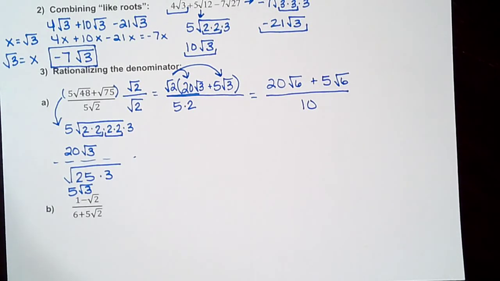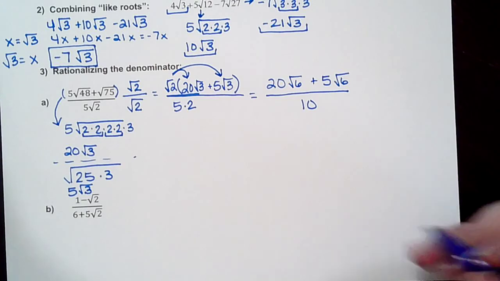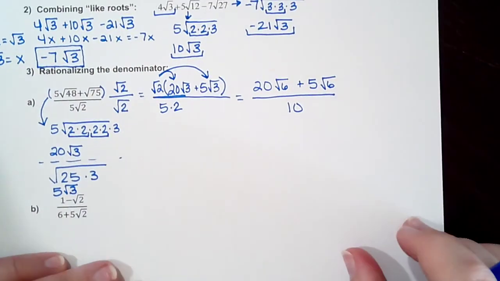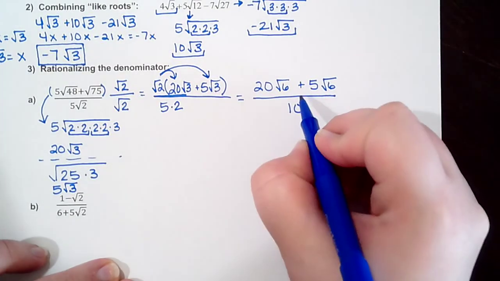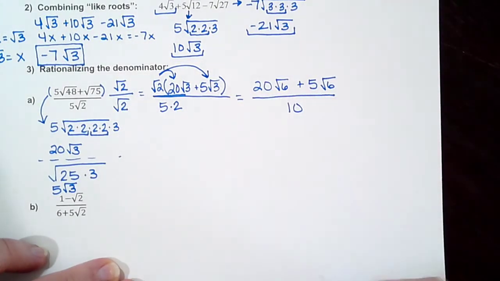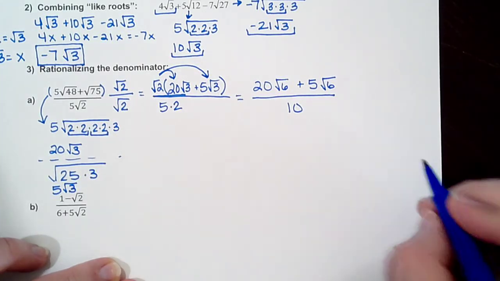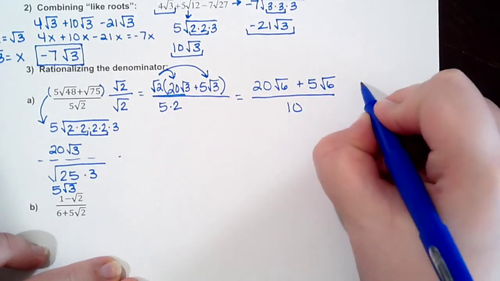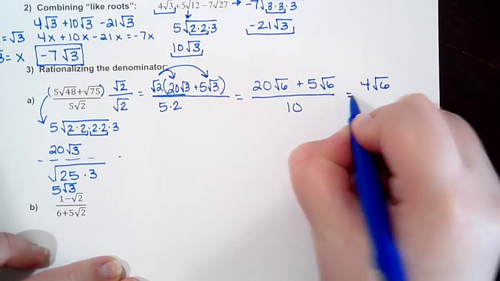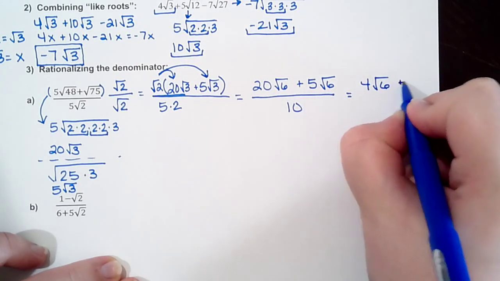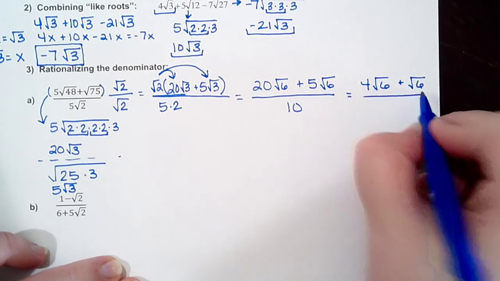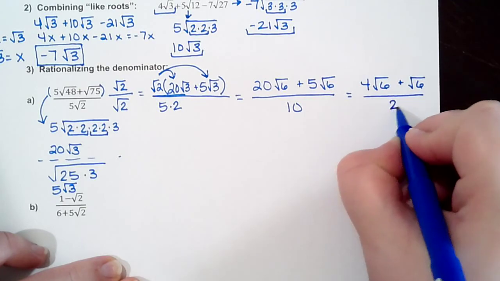According to our concept summary up above, we do have to simplify fully. You will notice these each have a 5 in them. They're all divisible by 5. So what we can do here is, as long as all 3 terms can be divided by it, we can essentially take out a GCF, a greatest common factor. In this case, it's 5. 20 divided by 5 is going to be 4, so I've got 4 square roots of 6. 5 divided by 5 is just 1, so I have 1 square root of 6. And then 10 divided by 5 is 2.